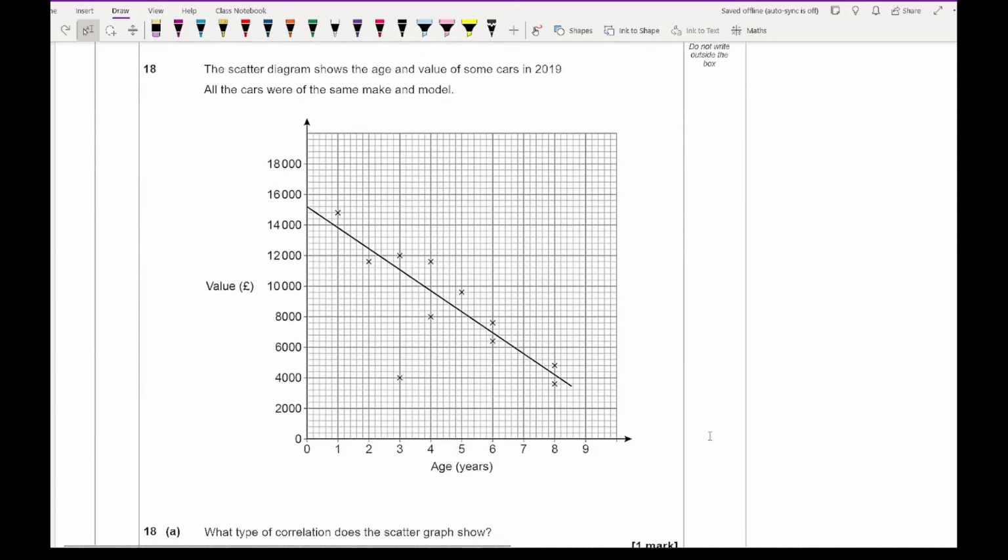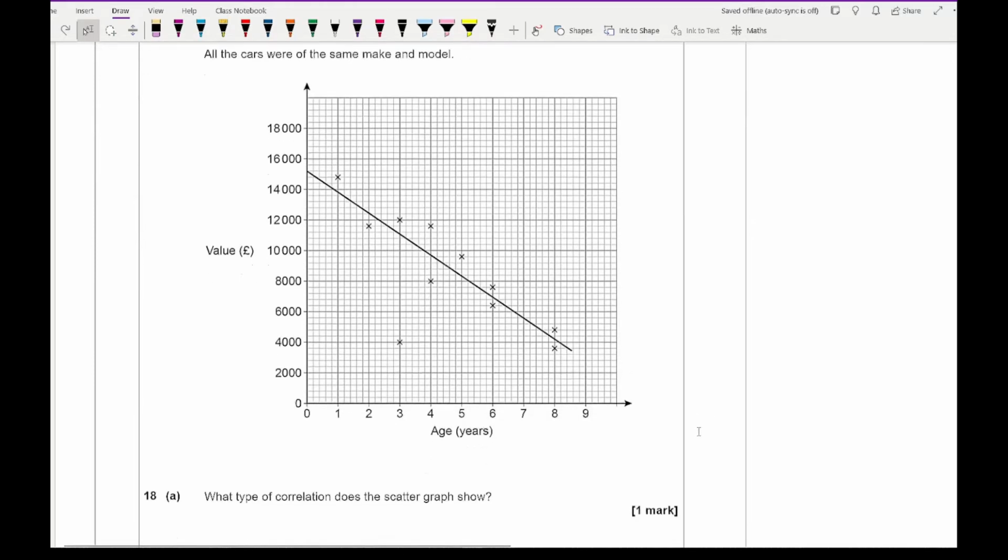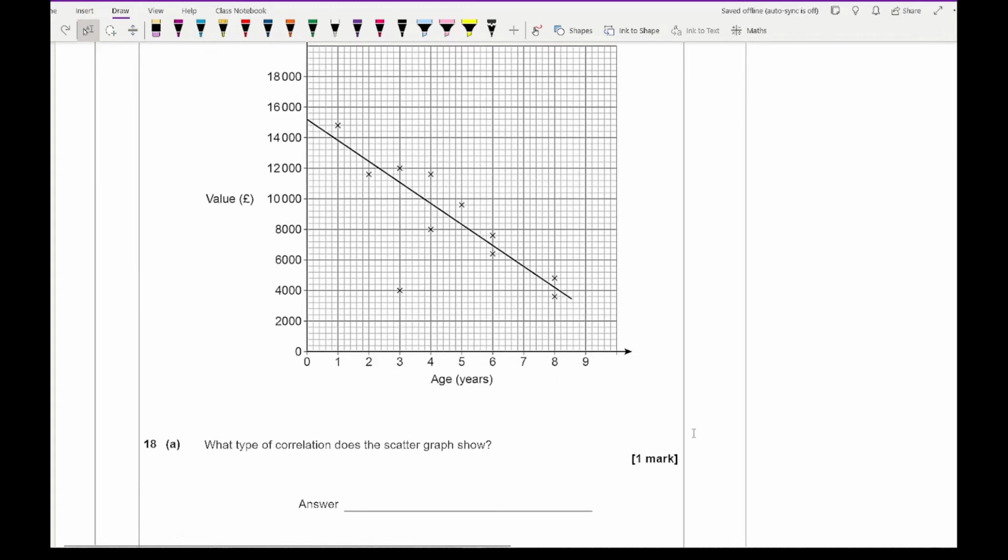Moving on to question 18, it says the scatter diagram shows the age and value of some cars in 2019. All the cars were the same make and model. And question 18a says what type of correlation does the scatter graph show?